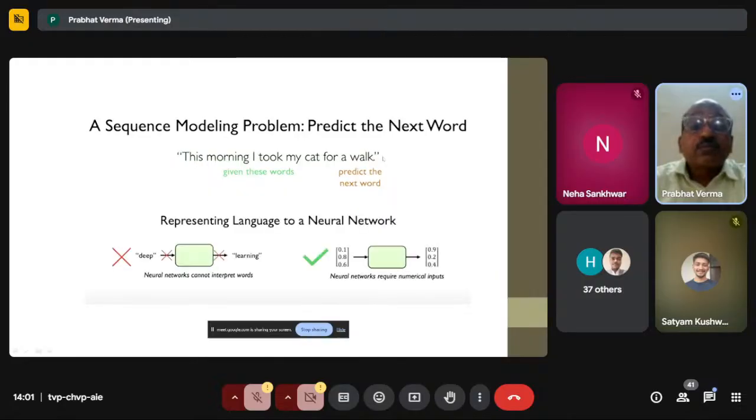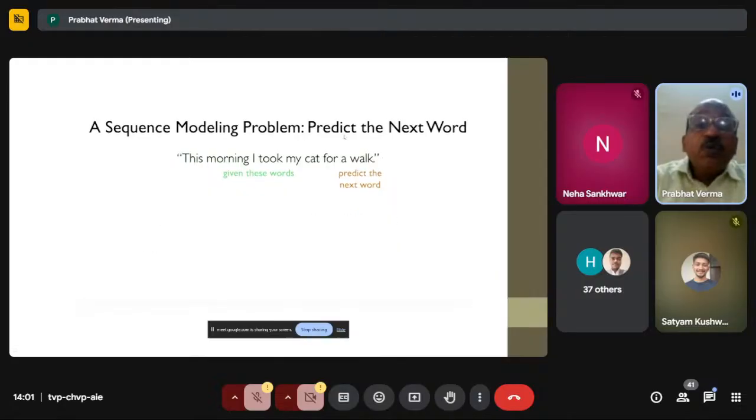So your input is: this morning I took my cat for. This is the input sequence that should be inputted to your neural network. And this is the output, the target. This or something similar should be outputted as the target.